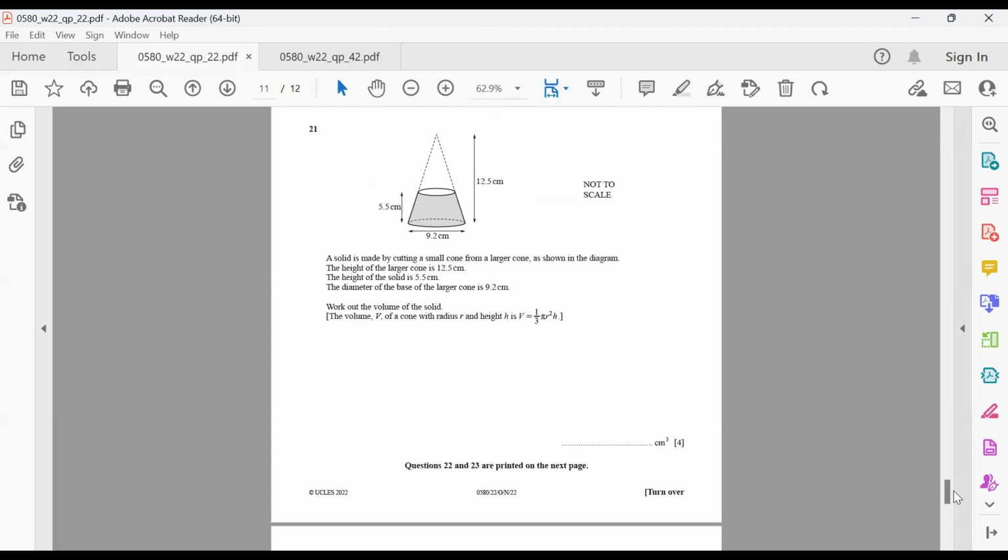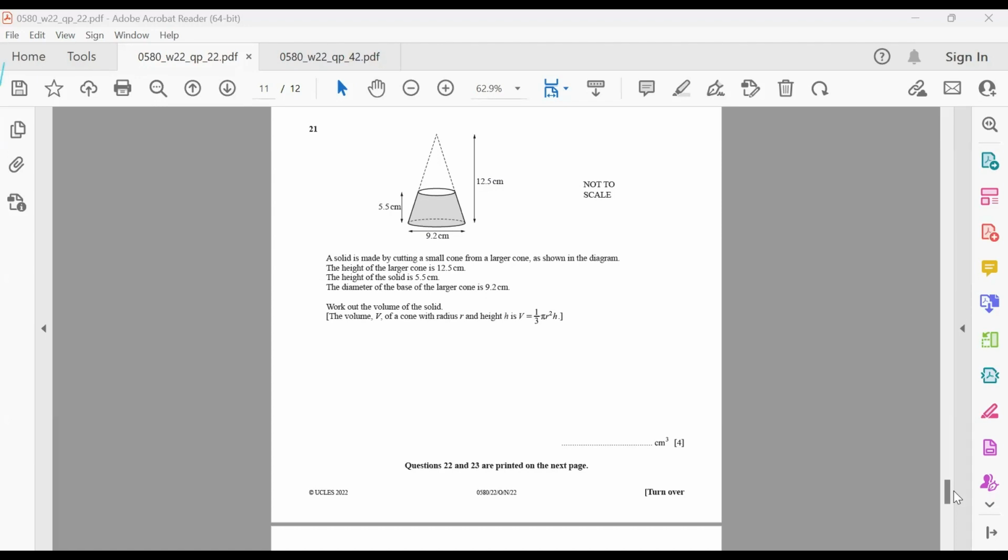Okay, so this is a very common question. Usually comes in paper 4, so I'm quite surprised to see it come in paper 2. This is a question based on the similarity concept of triangles. So the shape that they made for us is called a frustum, which is this shape right here. But we don't need to know it. So if we just look at the shape, they're asking us to find the volume of the solid. It should be quite straightforward.